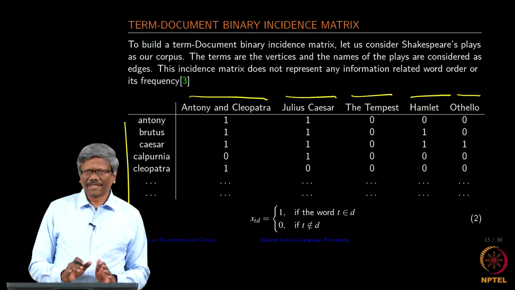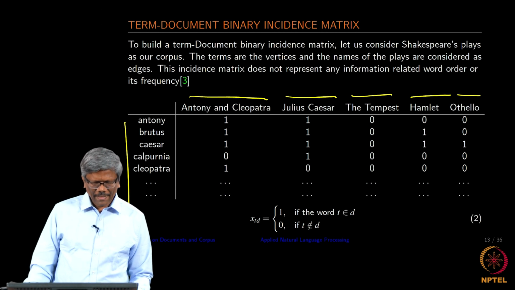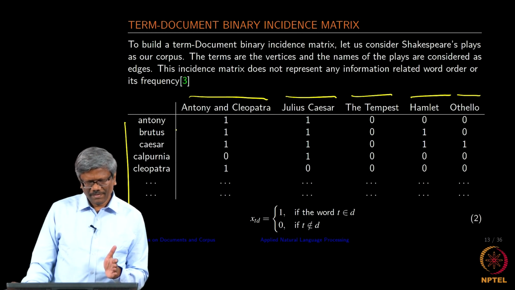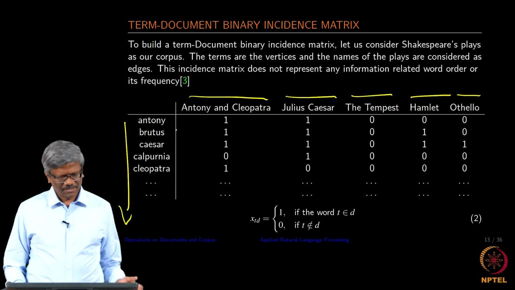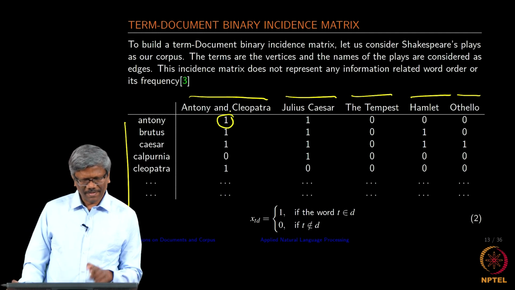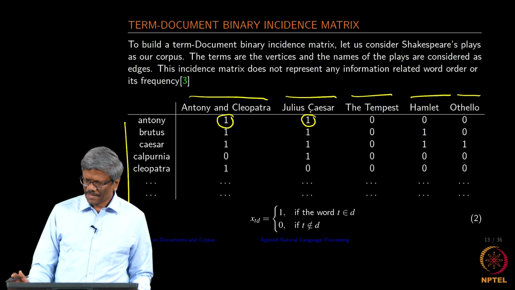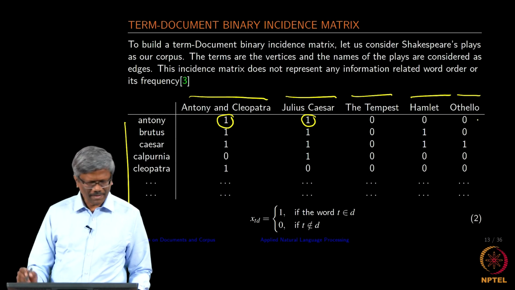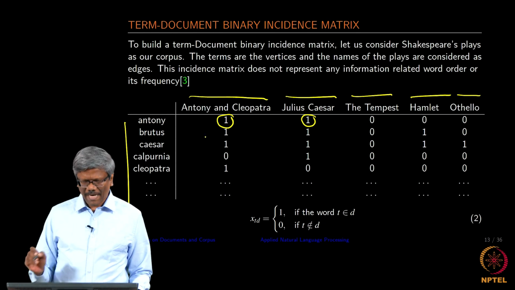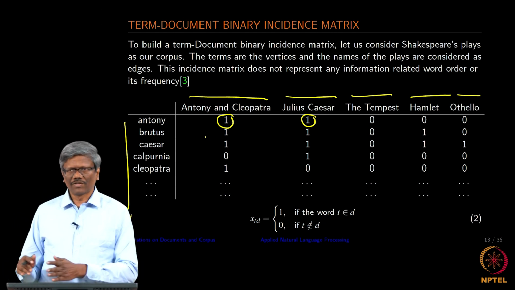Let us take only certain names that we know very well and see how we can fill this up. When I take the word Antony, I want to find out whether this name appears in all the plays. The one that we have marked means the name has appeared in Antony and Cleopatra. The name also appeared in Julius Caesar. It does not appear in The Tempest, Hamlet and Othello. In the same fashion, for every word we fill in the matrix with ones and zeros. So, what do you see in this? You see lots of ones and lots of zeros.